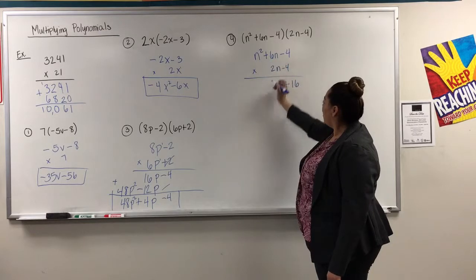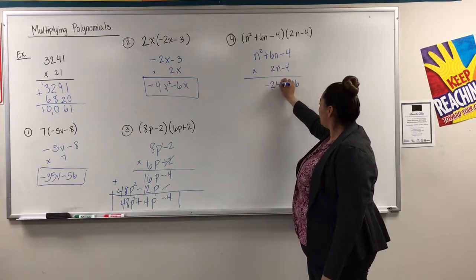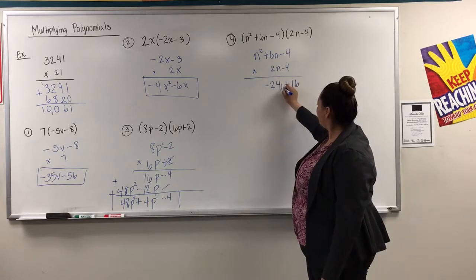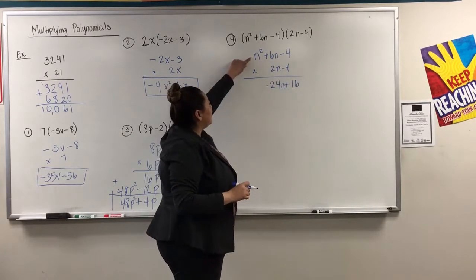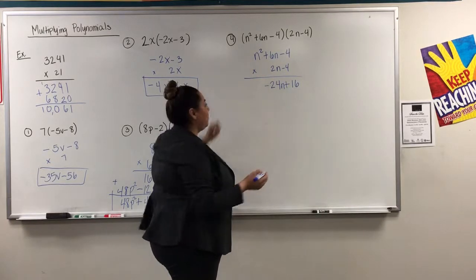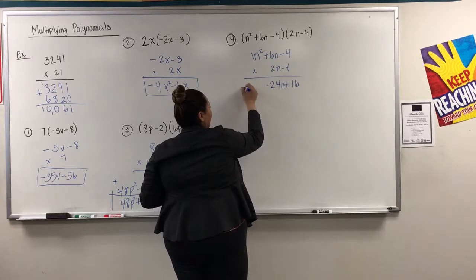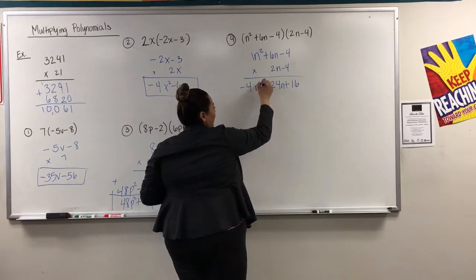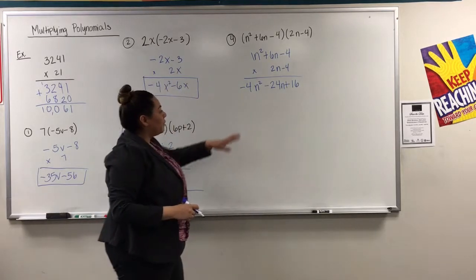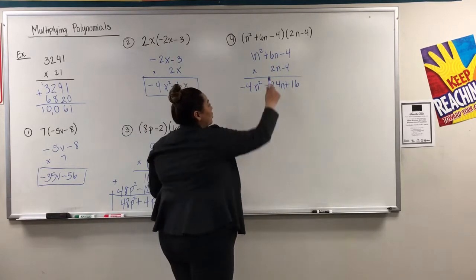A negative times a positive is a negative. 4 times 6 is 24. That one has an n, so bring the n with it. And lastly, right here we have an invisible 1. So negative 4 times 1 is negative 4. That one has an n squared, the one doesn't have it, so just bring the n squared down. We did the negative 4 already, so we're going to move on to the 2n.